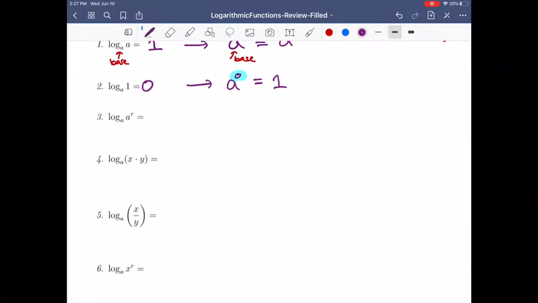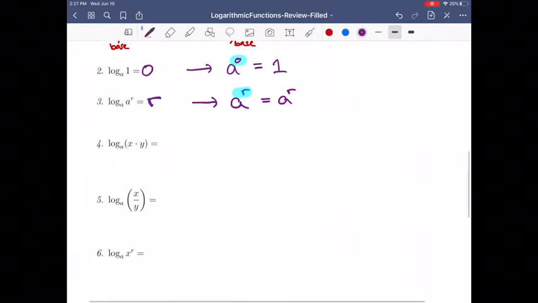Okay, now this one also is very similar. So a, the base, to what power equals a to the r? Well, this is already a power of a, so I have to have the same base. So this is going to be r. Essentially, the log and the exponential just cancel out, and I just get the exponent.